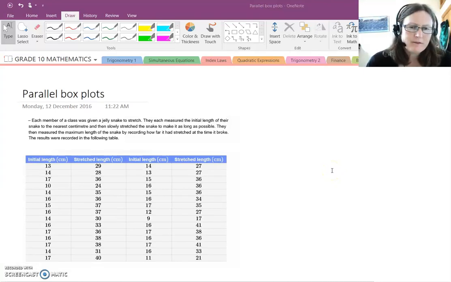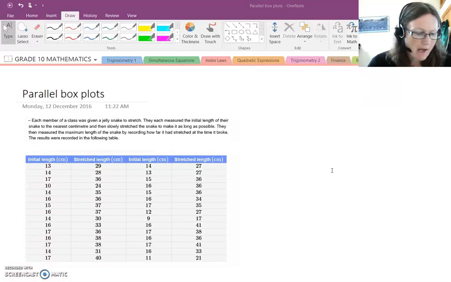Okay, a major reason for developing statistical skills is to be able to make comparisons between sets of data. We can use parallel box and whisker plots to help compare statistics, such as the median, range, and IQR.